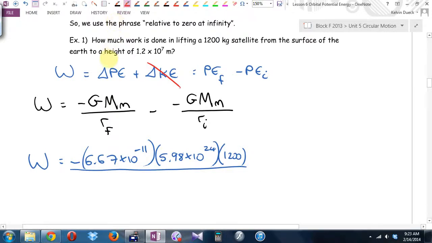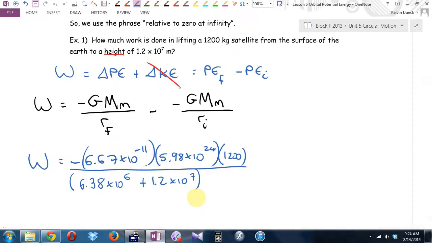well, I notice in the question they didn't give me a radius, they gave me a height. So I think my final radius is going to be the Earth's radius, 6.38 times 10 to the 6th, plus the height above. That's the total distance from the center of the Earth. Is that okay, Ryan? Yeah? So far, so good? And you may notice, Ryan, in the middle here, I have a minus minus, which is a what? Plus.